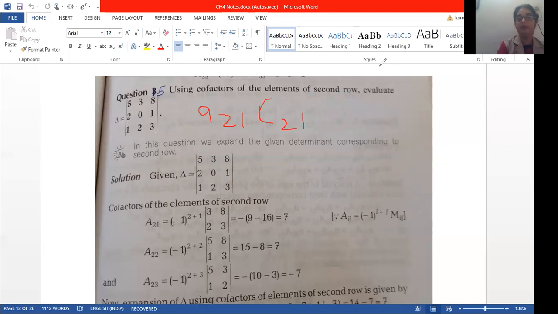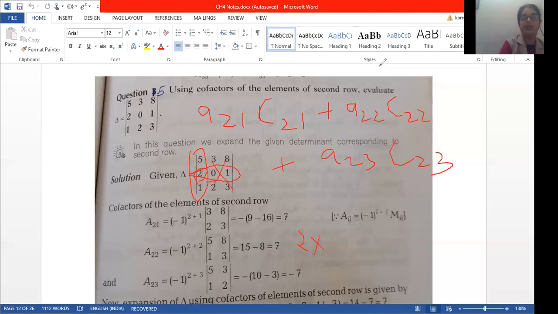Then next will be A22 multiplied by C22 plus A23 multiplied by C23. So we will calculate one by one. What was A21? A21 is 2. What is C21? Leaving this column and this row, we are left with 3 3s are 9 minus 8 2s are 16, 9 minus 16. So it will be equal to minus 7. Clear? Minus 7.